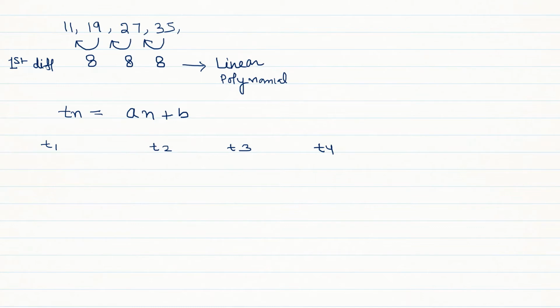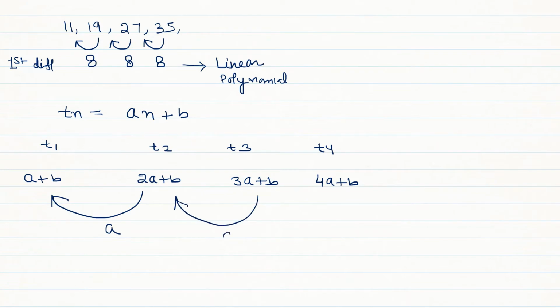Since this is going to be my general term, I'm substituting the value of n as 1, 2, 3, 4. If I take n as 1, my term would be a plus b. If I take n as 2, my term would be 2a plus b. If n is 3, of course it is 3a plus b, and if n is 4, it should be 4a plus b. So again here let's find the difference. This difference is a, here also the difference is a, and here also the difference is a.